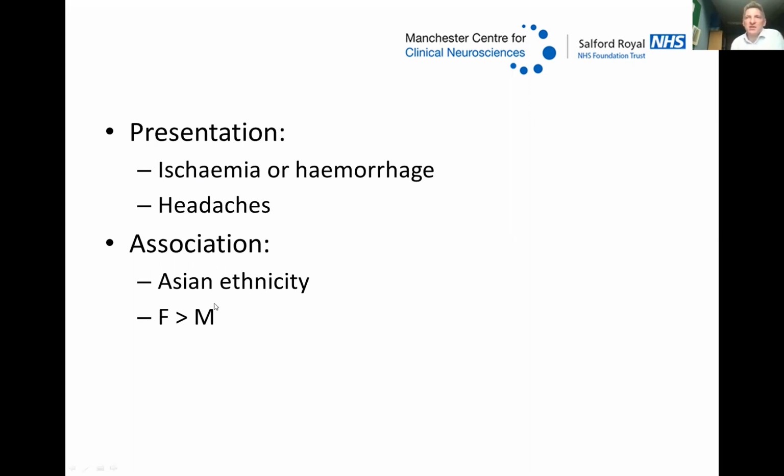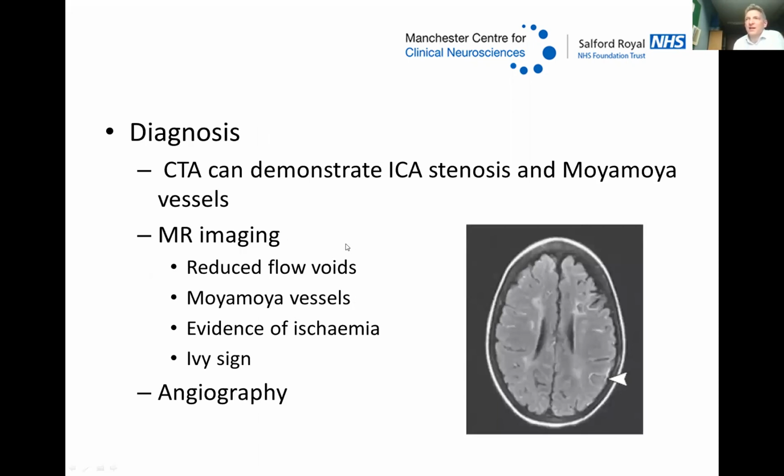There is an association with Asian ethnicity, and it affects females twice as commonly as males. In terms of diagnosing it, a CTA can demonstrate the ICA stenosis in the moya-moya vessels. MR imaging can show reduced flow voids. MRA can show a similar effect in terms of the ICA stenosis.